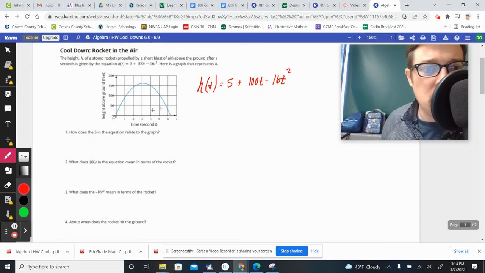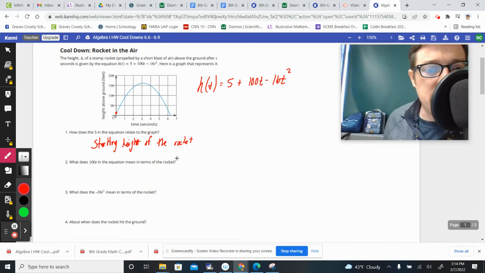All right. So, how does the 5 in the equation relate to the graph? Well, the 5 is right here. The 5 is the starting height of the rocket. So, the rocket must be sitting up on a little bit of a pedestal that's 5 feet up off the ground. So, 5 represents the starting height of the rocket. All right. So, we got that down.